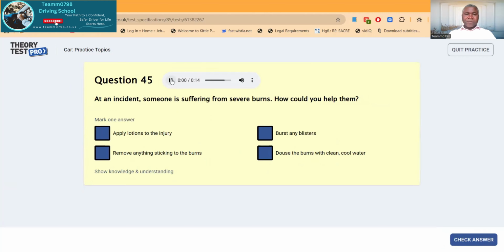Next question. At an incident, someone is suffering from severe burns. How could you help them? Apply lotions to the injury. Burst any blisters. Remove anything sticking to the burns. Douse the burns with clean, cool water. Do not burst the blisters or remove anything sticking to the wound. No, don't do any of those. The correct answer is to douse the burn with clean, cool water.